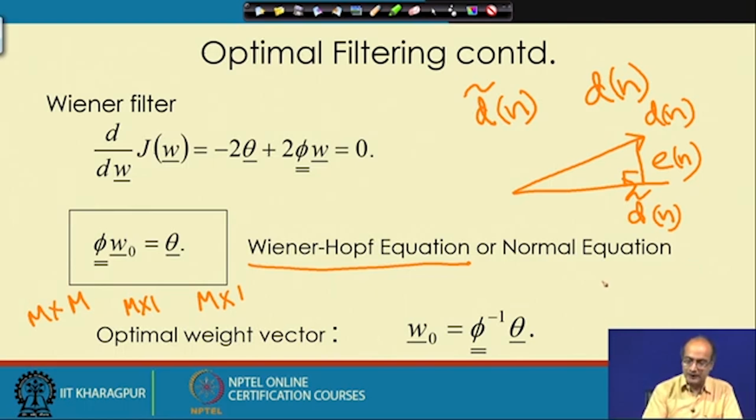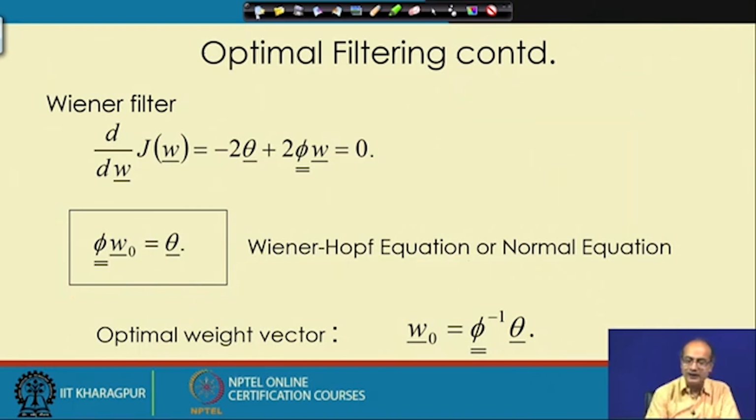Okay. So, this is how we get the Wiener-Hopf equation or the normal equations, and by solving this set of equations, we get the optimal weight vector W 0 equal to phi inverse theta. Okay. So, at the end of this exercise we get the value theta. Now, let us try to address how we can have some d for solving this equation or calculating the tap weights.